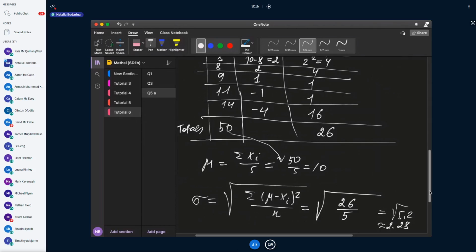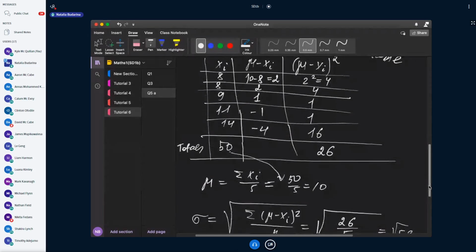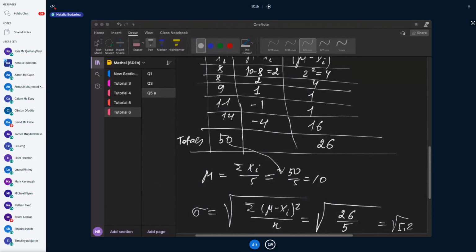You can use the table if you understand the table better. If not, use direct substitution and find the standard deviation.